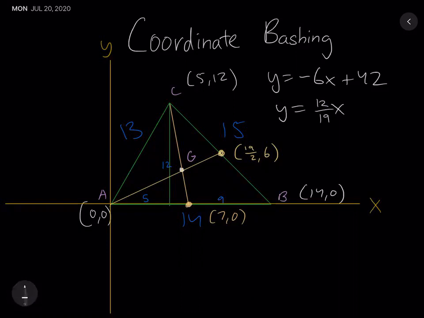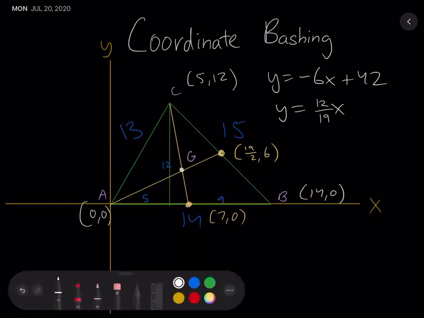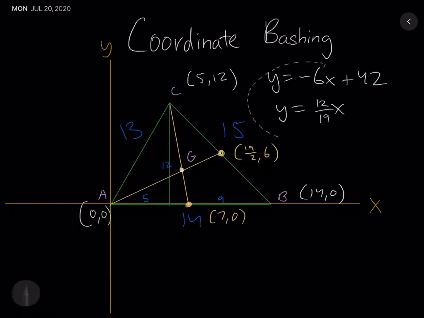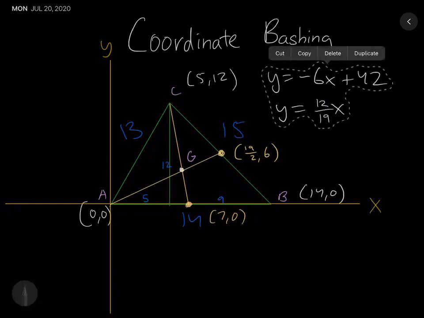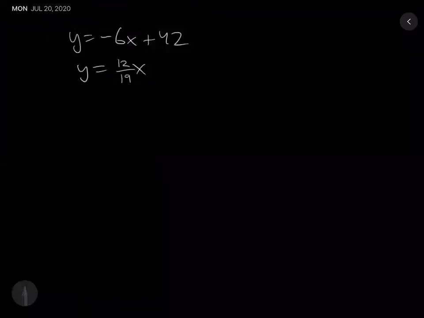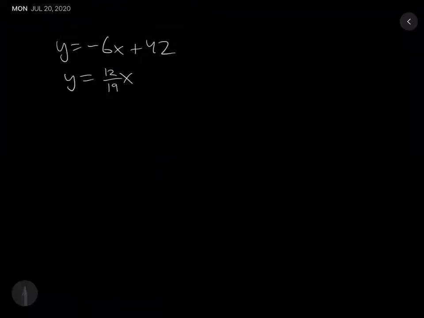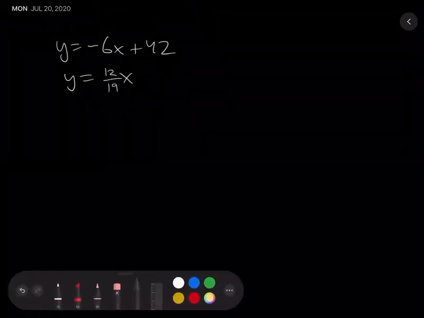So what do we know? We know that our centroid, point G, has to be on the intersection of these 2 lines. So let's move those equations over here and we can solve this. We set them equal to each other, and from there, we just do normal algebra.